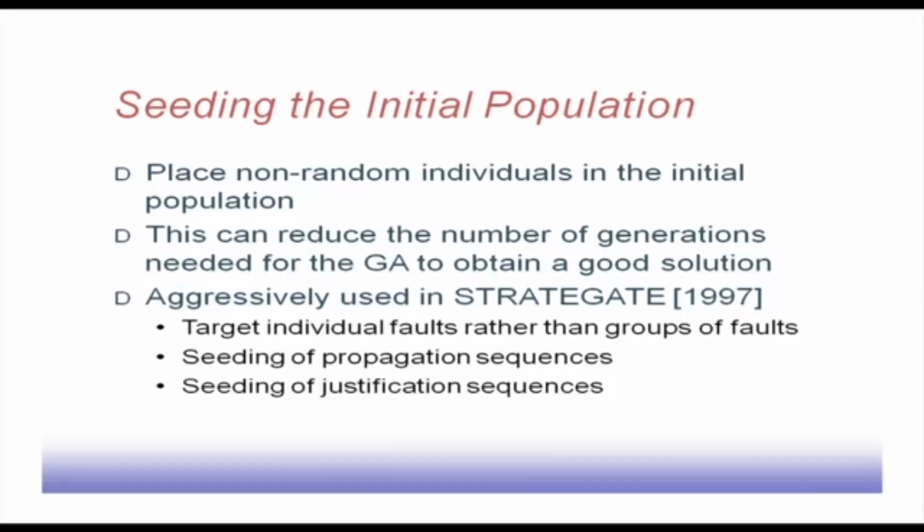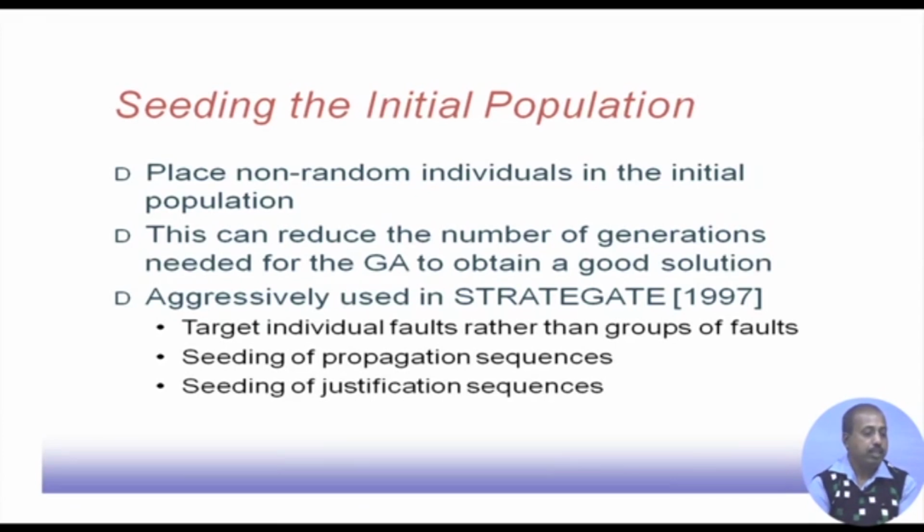We can use some other algorithm to generate some non-random patterns, and those non-random patterns become part of the initial population. The remaining patterns are generated randomly, but these non-random patterns are generated by some other, say deterministic, algorithm.